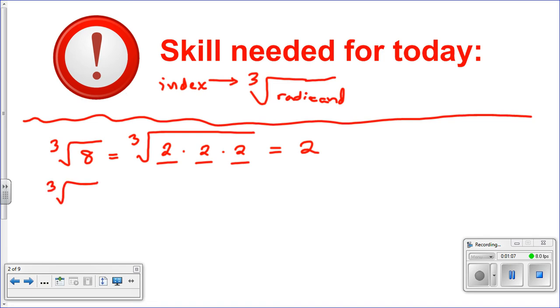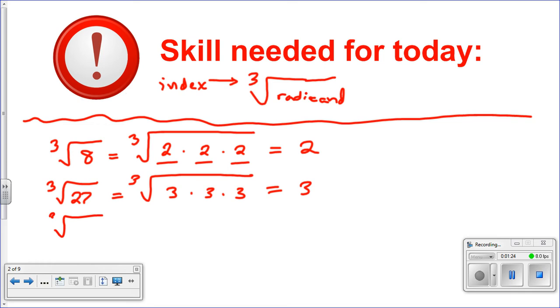Let's go for the cube root of 27. What times itself 3 times gives you 27? Well, this would be 3 times 3 times 3, because 3 times 3 is 9, 9 times 3 is 27. So the cube root of 27 is 3. I could go for the cube root of 64. That means what times itself 3 times gives me 64? Well, that would be 4 times 4 times 4, because 4 times 4 is 16, and 16 times 4 happens to be 64. So the cube root of 64 is 4.